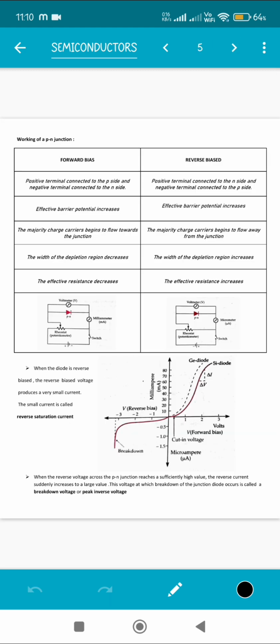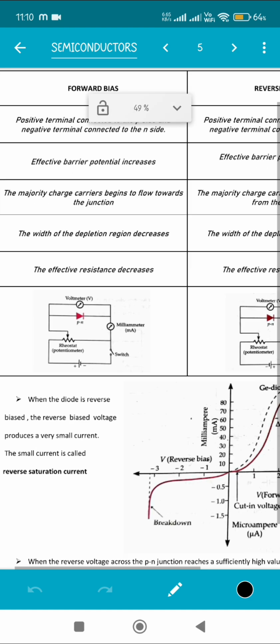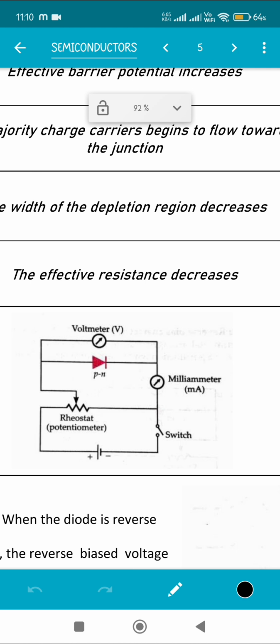Now let's see the working of a PN junction. So there are two ways in which we can use a PN junction. One is in the forward bias condition, one is in the reverse biased condition. So let's see. In forward bias condition, the positive terminal is connected to the P side and the negative terminal is connected to the N side. So if you observe this diagram properly, the P side, this side, is connected to the positive side of the battery and the N side is connected to the negative side of the battery.